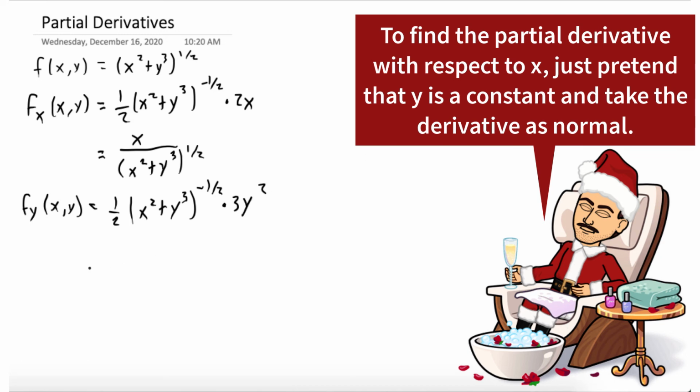And now let's clean it up again. So this works out to be 3y squared over 2 times x squared plus y to the third to the 1/2. And it's as simple as that.